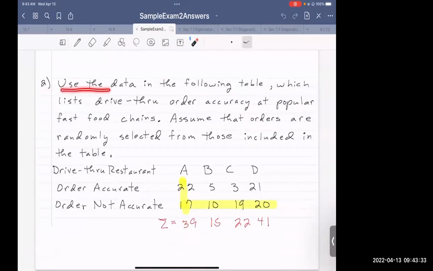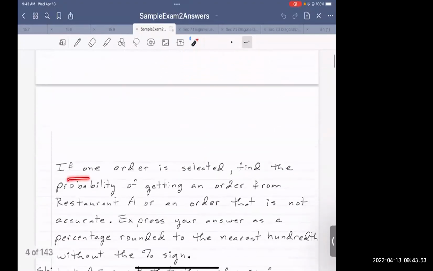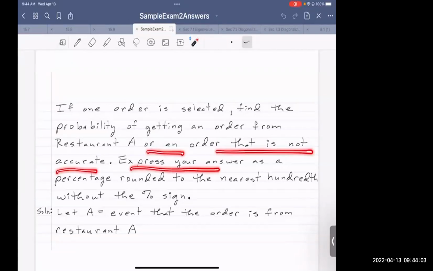Problem 2. Use the data in the following table, which lists drive-through order accuracy at popular fast food chains. Assume that the orders are randomly selected from those included in the table. And so here's my table. If one order is selected, find the probability of getting an order that is from restaurant A or an order that is not accurate. Express your answer as a percentage rounded to the nearest hundredth without the percent sign.